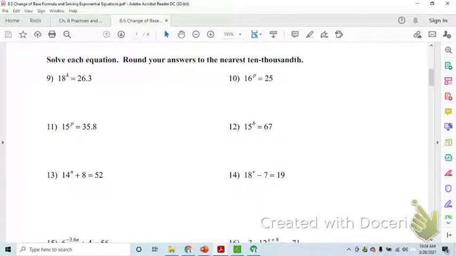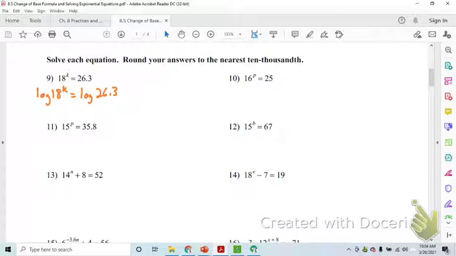Now, when we get into solving these, things are going to be a little bit weird. We're trying to get the variable by itself. So let me start off with number 9. When you have the base with the variable by itself, that's when you're going to do something called take log of both sides. This is what that looks like. Log of 18 to the k equals log of 26.3. Now I'm going to use my calculator at the end. I'm not going to use it multiple times because this leads to problems.